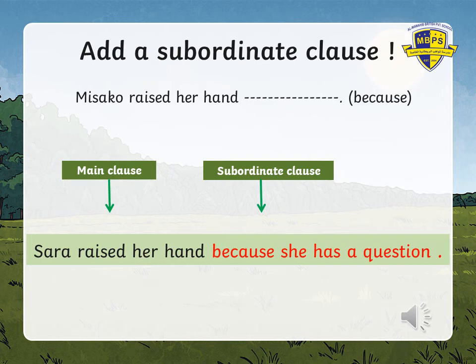Sarah raised her hand. That is the main clause. What should be the subordinate clause? Sarah raised her hand because she has a question, or we can say she wants to ask a question.